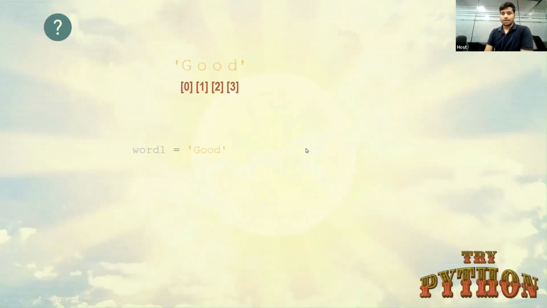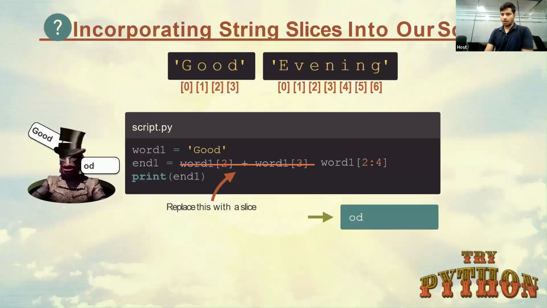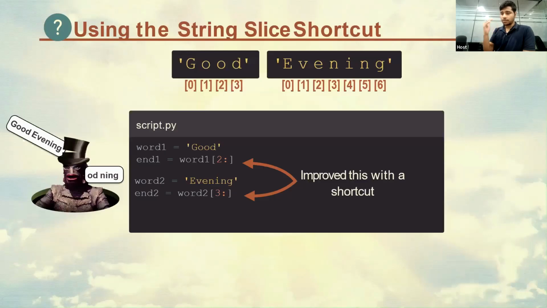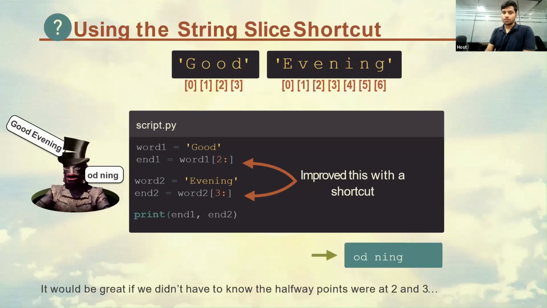Now, if I use this concept, this is what I'm going to do. Instead of writing word 1 square bracket 2 plus word 1 square bracket 3, I'll write word 1 square bracket 2 colon 4. This is going to give me the same answer. This is for the first word. Instead of writing 4, I can leave it blank too. I'll write 2 colon nothing. This is also going to give me the same answer. So this is going to give me odd name.